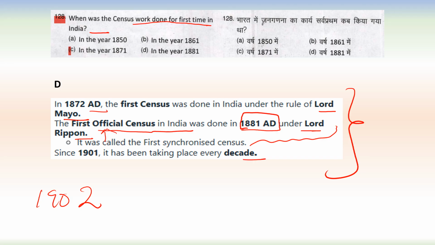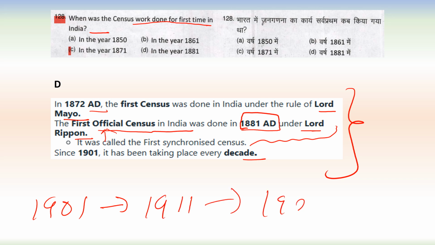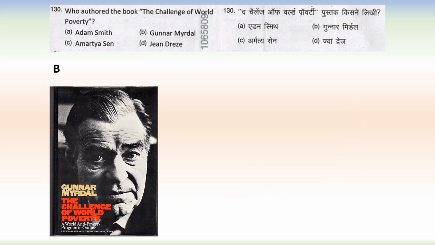So after 1901, the census is happening after every 10 years. So 1911, then 1921, like that. So here option D, in the year 1881, this is the official census conducted for the first time in India.